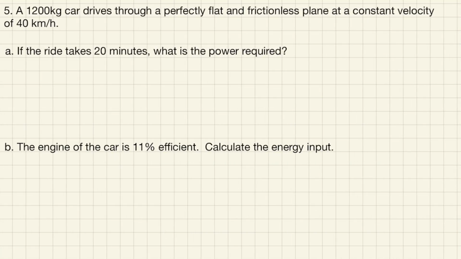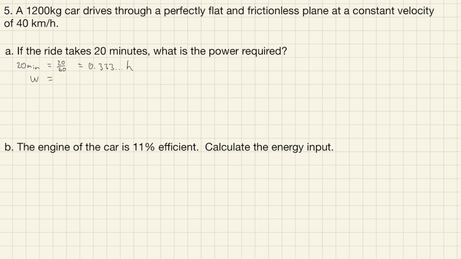Question 5. A 1200 kilogram car drives through a perfectly flat and frictionless plane at the constant velocity of 40 kilometers per hour. Part A is asking the power required if the ride takes 20 minutes. Firstly, since velocity of the car is stated in kilometers per hour, we'll adjust the time to 0.33 repeating hours.